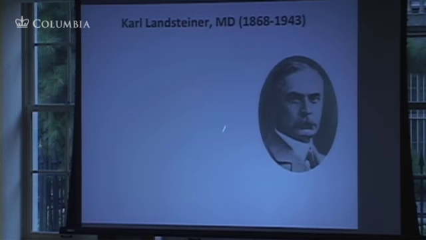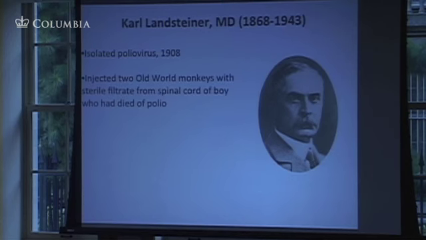The virus was isolated by Karl Landsteiner, who's also well known for studying blood group substances. He was a Viennese physician. He isolated the virus in 1908. And what he did was he took the spinal cord of a boy who had died of polio, he ground it up, and he filtered it.